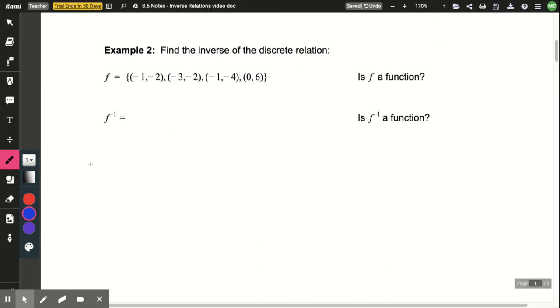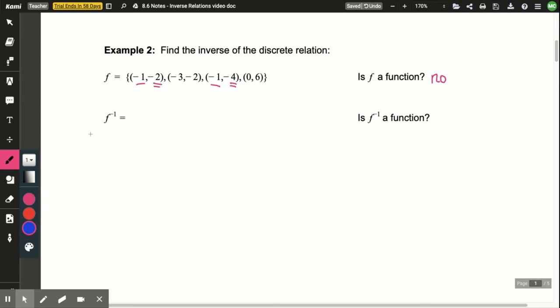Now we'll look at a second one here. Once again, we have f defined as this collection of 4 points, and we want to determine whether or not f is a function first. So I'm going to go through and look at the x values. My first x value is a -1. It's assigned a y value of -2. So I'm going to look and see if there are any more x values of -1. Here's one here. That one's assigned a y value of -4, which is different from this one. So for this one particular x value, there are two different y values assigned. That right there makes this not a function. So I would say no, f is not a function.